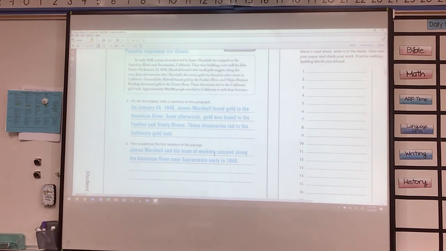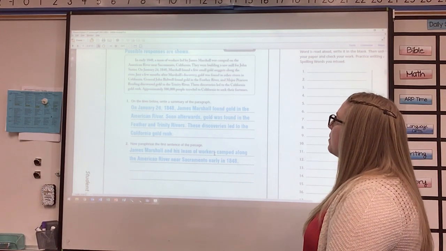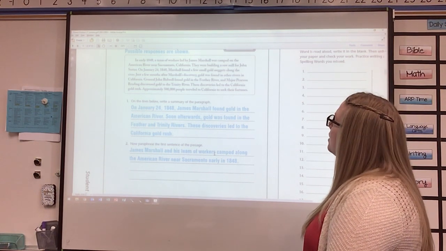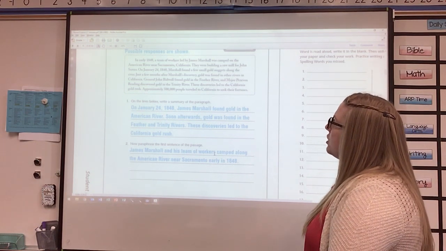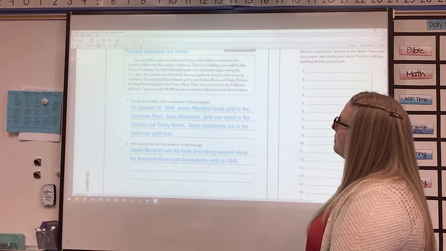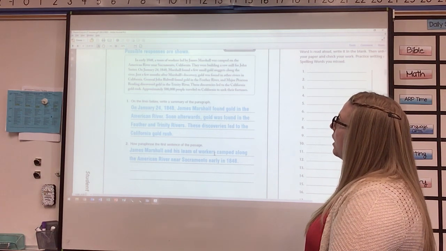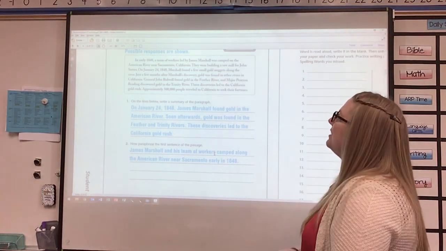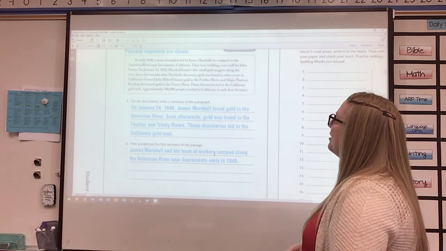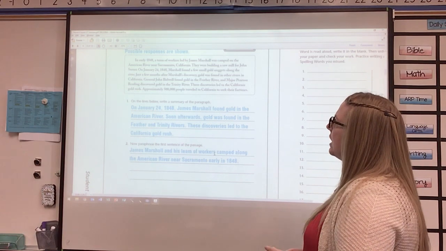So in early 1848, a team of workers led by James Marshall was camped on the American River near Sacramento, California. They were building a sawmill for John Sutter. On January 24th, 1848, Marshall found a few small gold nuggets along the river. Just a few months after Marshall's discovery, gold was found in other rivers in California. General John Bidwell found gold in the Feather River, and Major Pearson discovered gold in the Trinity River. These discoveries led to the California Gold Rush. Approximately 500,000 people traveled to California to seek their fortunes.